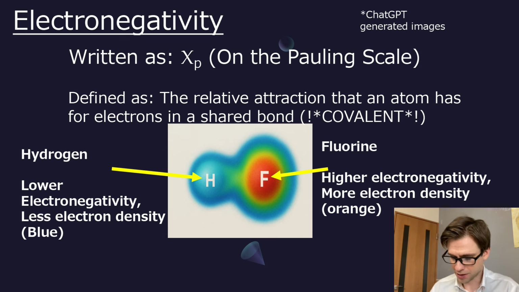This is defined as the relative attraction that an atom has for electrons in a shared bond. And a shared bond means shared pair or pairs of electrons. That's actually the definition of a covalent bond, not ionic, which is strange that we need to introduce it here, but you'll see that it is useful for discussing ions in ionic compounds as well, and the properties of ionic compounds.